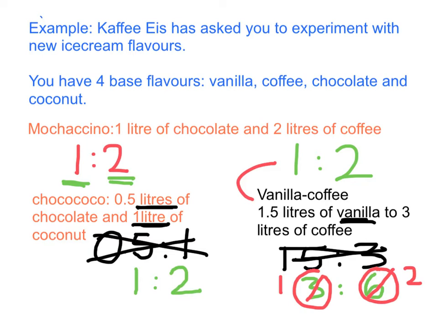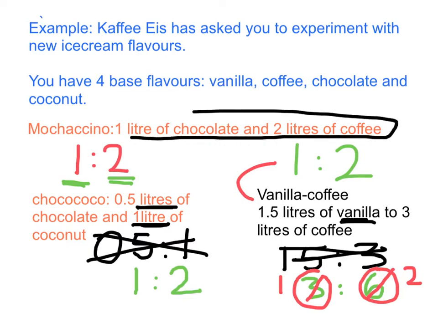Now, if you look at these 3 new ice cream flavours, when we write out the recipes with the words, they all look a little bit different. But they all come back to having 1 part of one ice cream and 2 parts of the other. Okay, so that's how we write ratios in their simplest form. We're going to do some practice now.